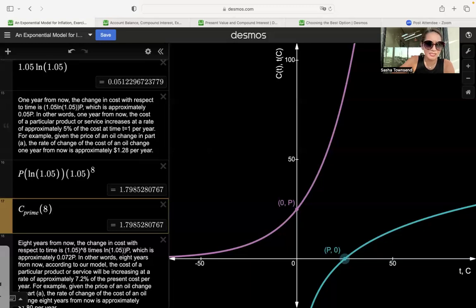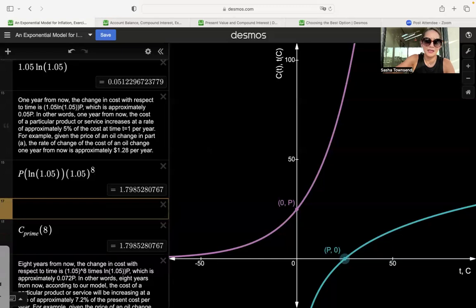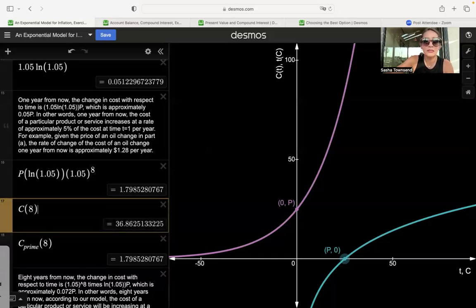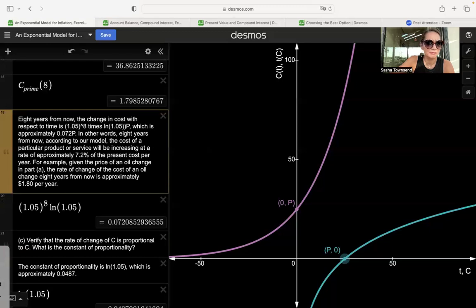So we ask, what is the actual price 8 years from now? According to our model, with that 5% increase every year, 8 years from now the $25 oil change will become a $36.86 oil change. And you ask, what's the rate of change with that? It's $36.86, but how fast is that price increasing? Well, it's increasing at $1.80 per year at time t equals 8. That's what that C prime means.